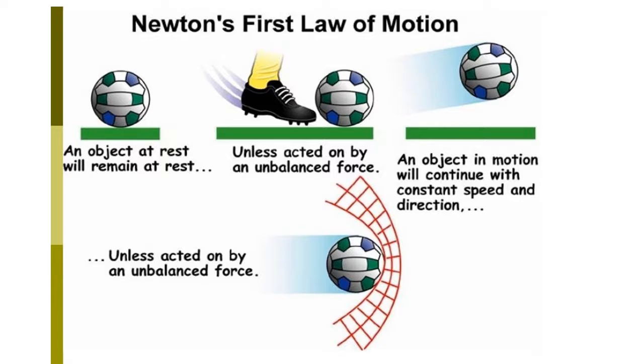For example, in this case, you have a football. Unless an external force acts on it, it will not move. If no force is acting on it, it will remain where it is. Here you can see when an external force kicks the football, it moves and continues to move, but it will only stop when an external force acts on it. In this case, there's a net that holds onto the ball.